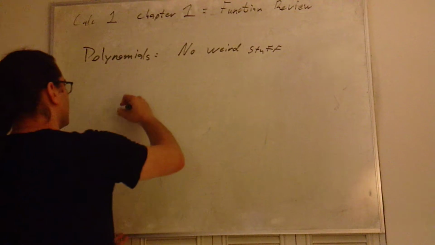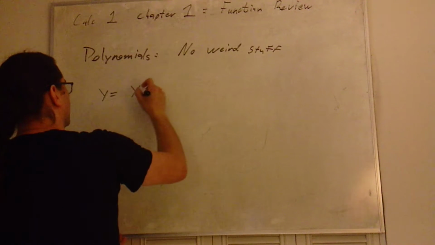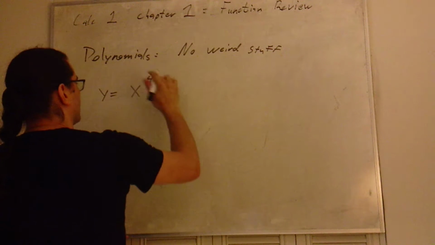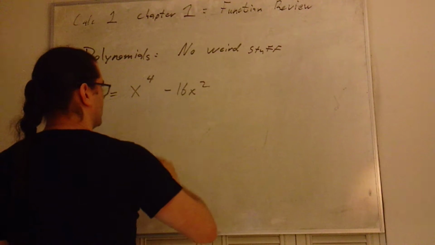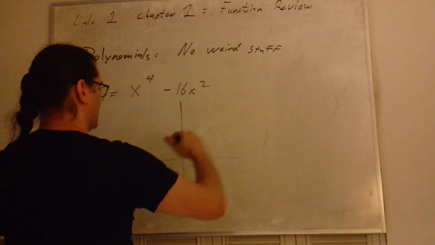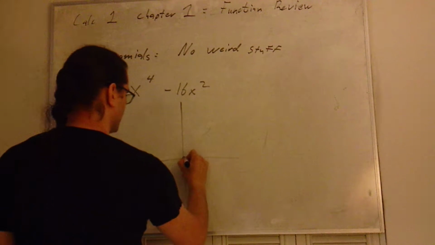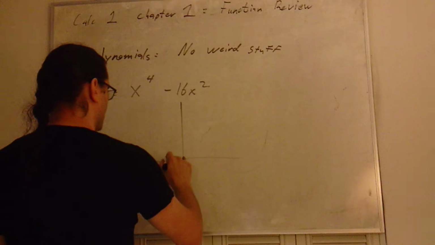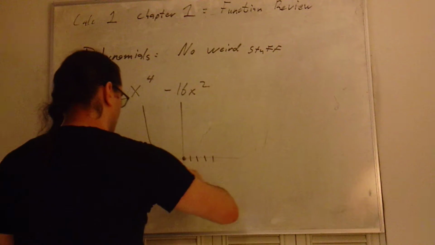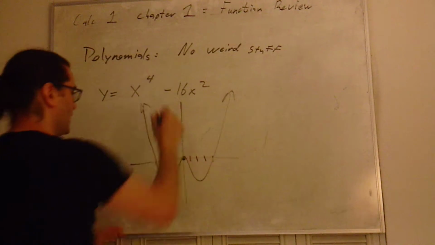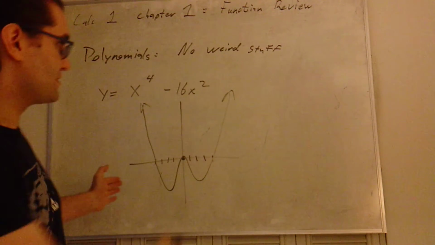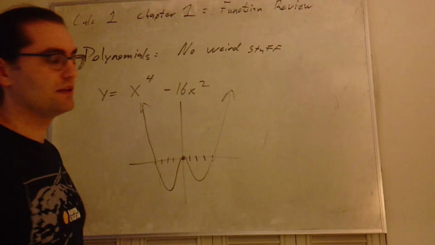Polynomials typically do some wiggles. So if we have something like y equals x to the fourth minus 16x squared, you're going to get a couple wiggles out of this. End behavior is up in both directions. Probably going to have a double root at 0 and 2 other roots at 4 and negative 4. It has some wiggles to it, but it has a finite number of wiggles and has some end behavior eventually. This is polynomials.